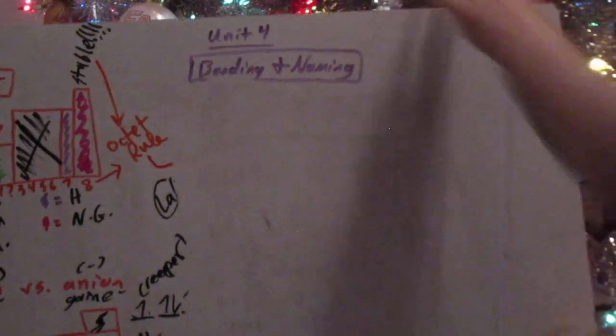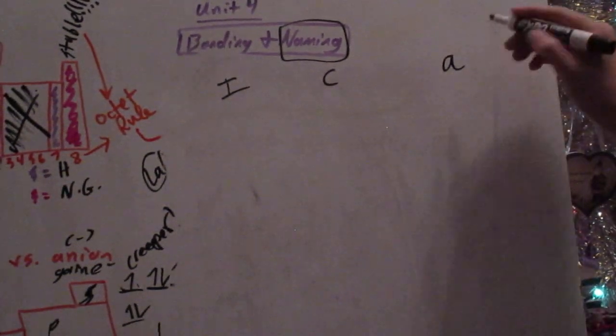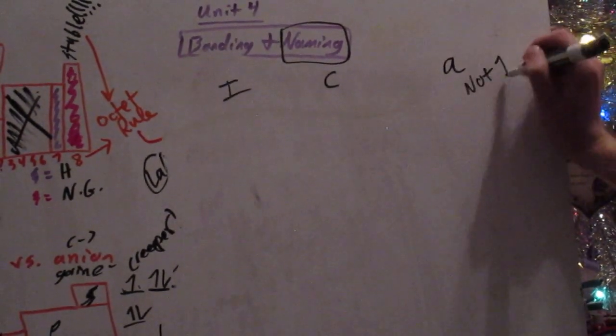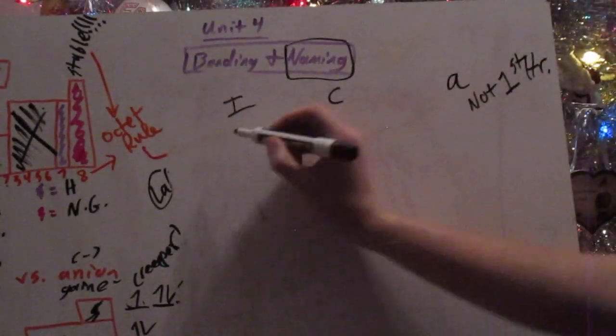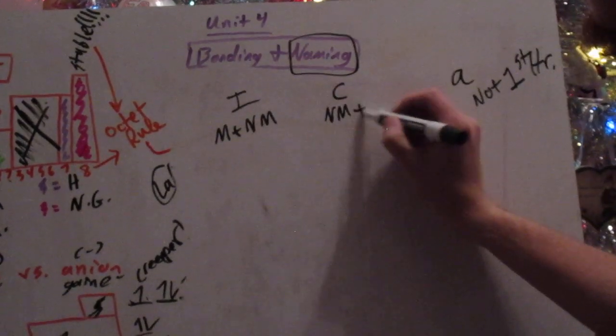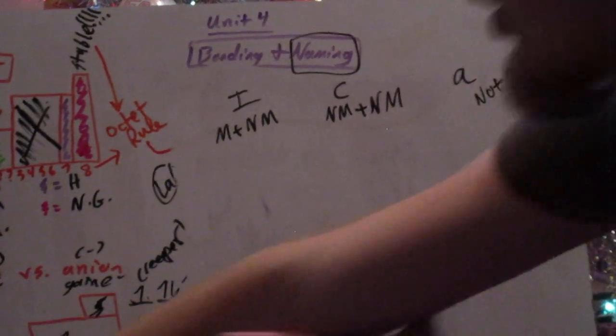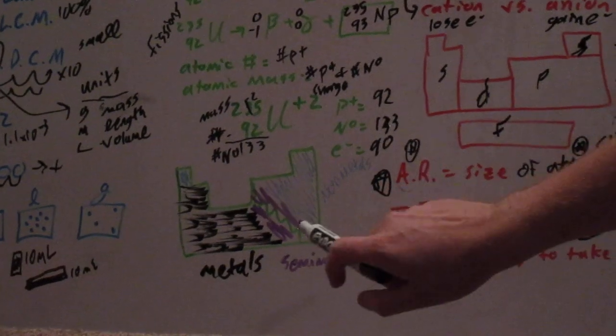Okay. The last topic we need to discuss is naming. Now, there is ionic naming, covalent naming, and acid naming. If you're in my first hour, this is not a thing. Okay? So don't worry about it. Ionic naming: metal plus non-metal. Covalent: non-metal plus non-metal. So if you go look back at here, you can tell by this. You need to know what a metal is.